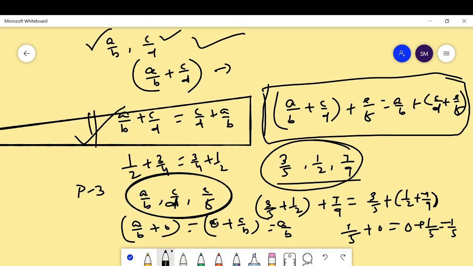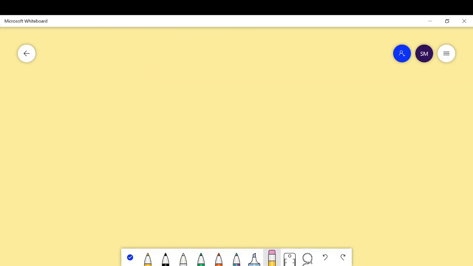Then what do we mean by additive inverse? For any a by b, there must exist minus a by b such that a upon b plus minus a upon b is equal to 0.